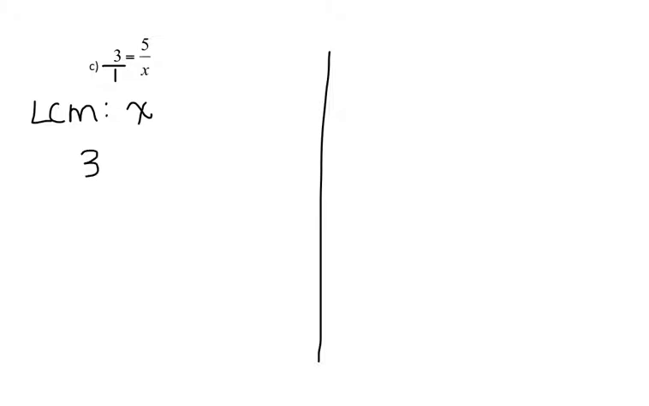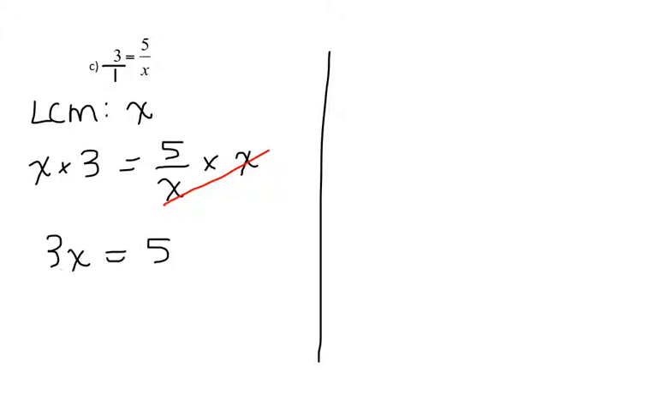All right. In this case, clearing the denominator method is multiplying through by x. So my LCM of denominators, this is an imaginary 1, is x. I'm going to multiply by x. So 3 times x equals 5 over x times x. Well, my x's cancel. 3x equals 5. Divide by 3. x is 5 over 3.